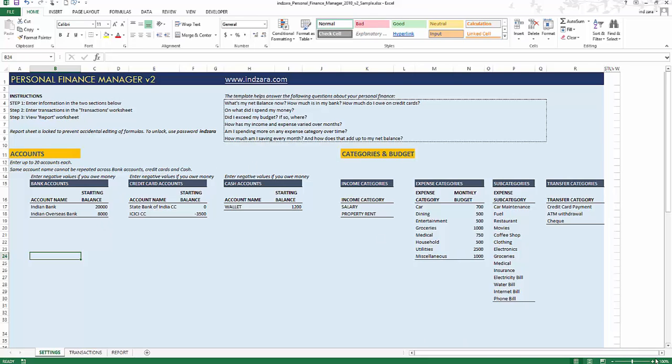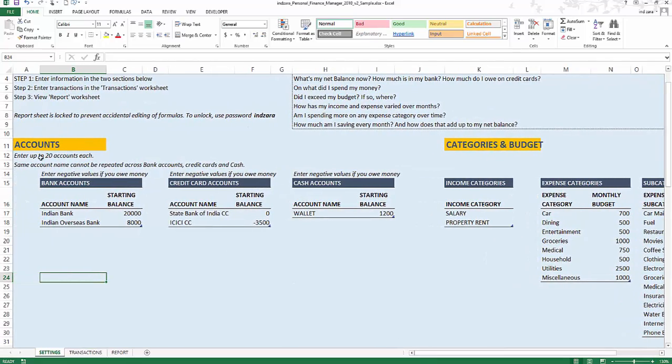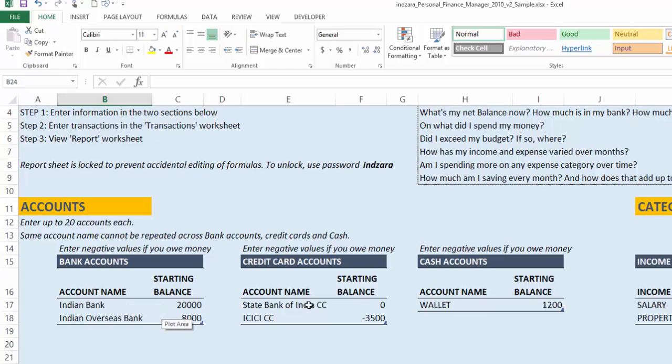Specifically in the accounts, you have 3 different types of accounts. You have your bank accounts, and in the same way, credit card accounts. If you're owing money to your credit card accounts, then you should put a negative. Mostly you will be owing money to the credit card accounts. So for example, for this ICICI credit card, I've entered negative 3,500. That means that is the balance that I owe the credit card company.